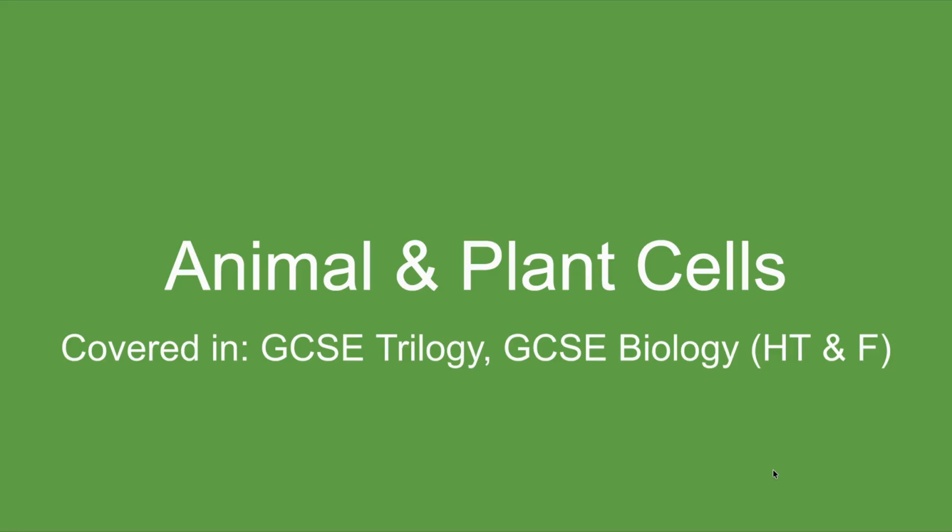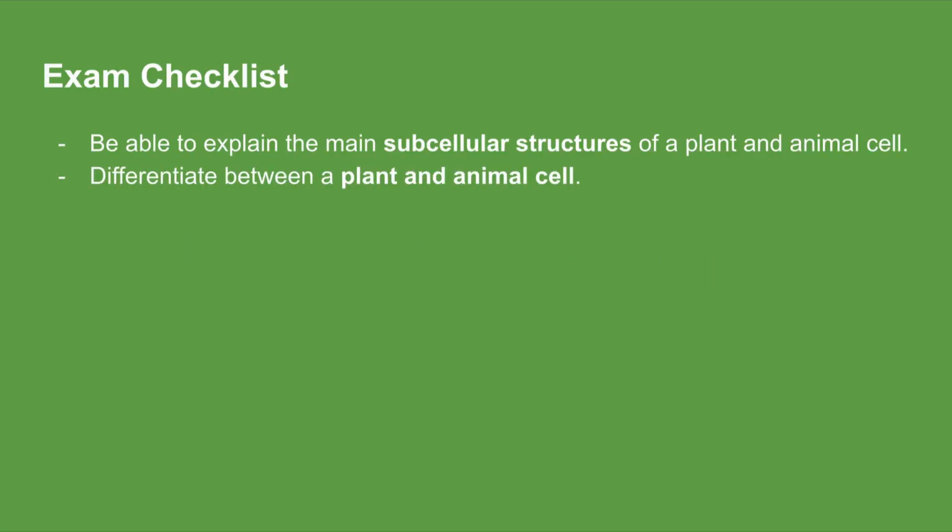Welcome. We are going to be going over animal and plant cells, which is covered in Topic 1, Cell Biology, GCSE. So, by the end of this video, you should be able to explain the main subcellular structures of a plant and animal cell and differentiate between a plant and animal cell.